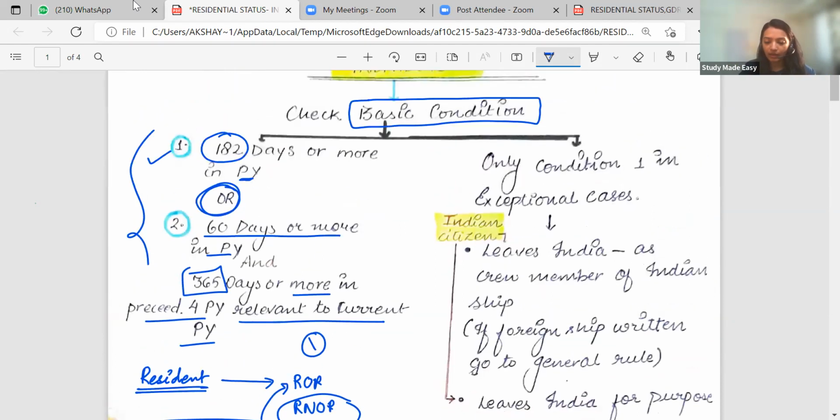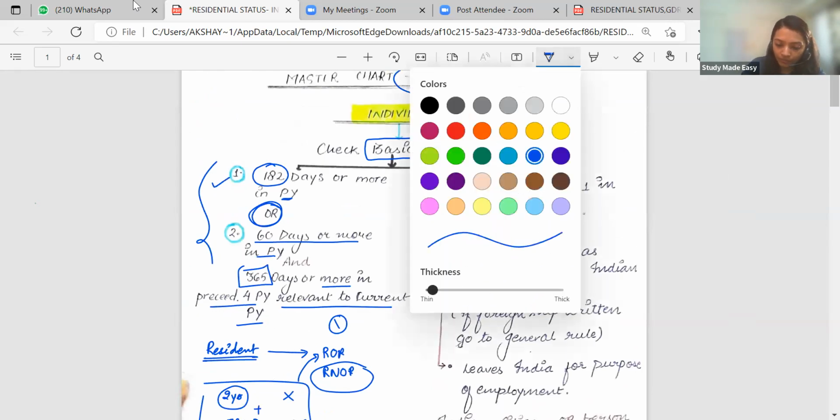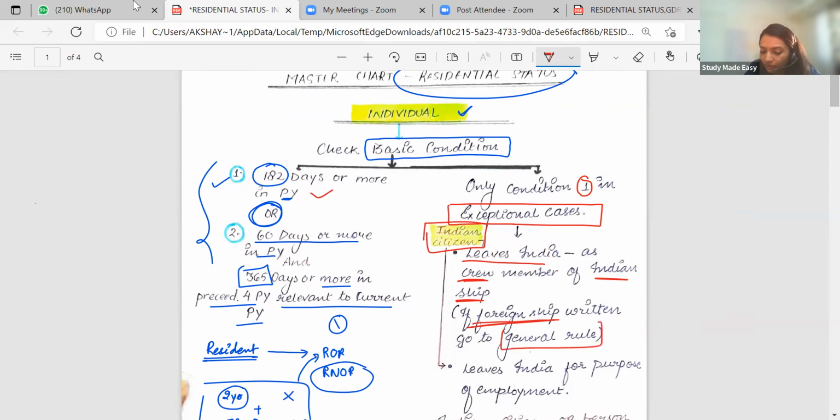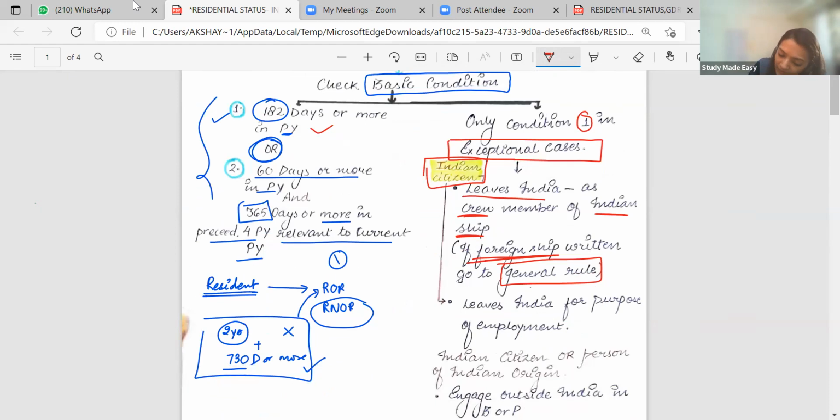But now, there are certain exceptional cases. In those exceptional cases, only condition number 1 has to be checked. That is, if he is an Indian citizen and leaves India as a crew member of an Indian ship. If he is on a foreign ship, then what do we apply? The general rule.